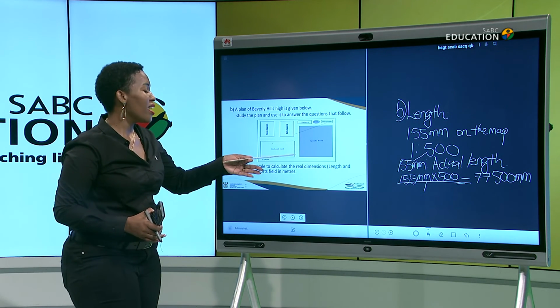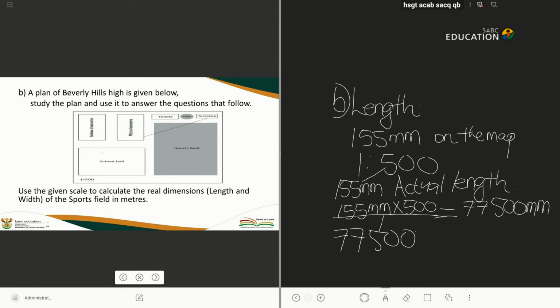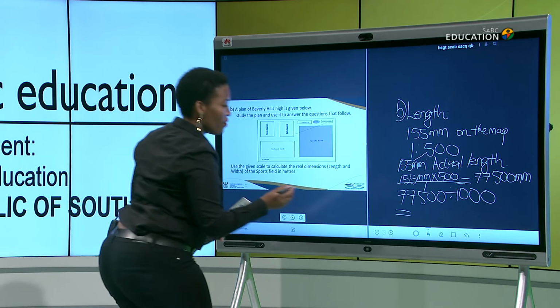What was the instruction? We need to give the actual dimensions in meters. So now we need to convert from millimeters to meters. You are converting from a smaller unit to a larger unit. It means you are moving backwards. And when you move backwards, we are going to divide. What is the conversion factor between millimeters and meters? It is 1,000. So when you convert this to meters, it's going to be 77,500 divided by 1,000. Please use the calculator: 77,500 divided by 1,000. And the answer would be 77.5.